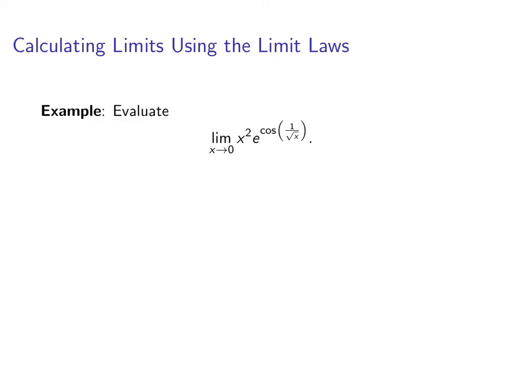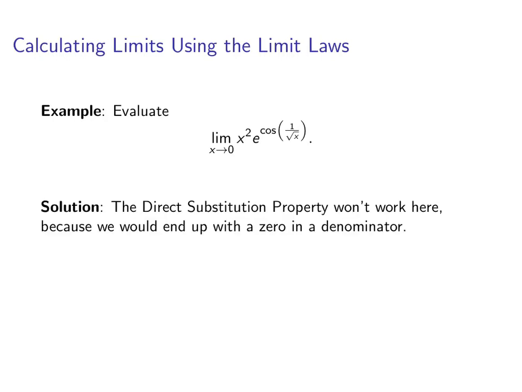Hello, calculus fans! Let's try to evaluate this limit. The limit as x approaches 0 of x squared e to the cosine of 1 over square root of x. Now we can't use the direct substitution property because we would end up with a 0 in the denominator.